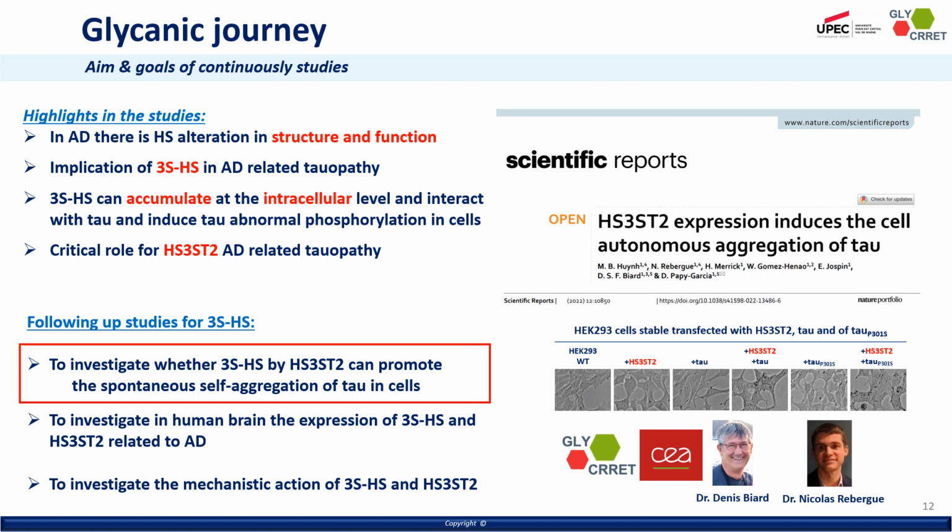Here we were able to construct and stably transfect HEK cells with the enzyme and tau or mutated tau, or the combination of the enzyme and both the taus. This work could be realized with the help of Dr. Denis Bier from the CIEA, and also Dr. Nicolas Reberg, who recently received his PhD. So in this particular order, I'm also going to present you the results. So we have here wild-type HEK cells, followed by transfection with the enzyme, or with the tau, or the combination enzyme and tau, and then we have cell lines that were transfected with the mutated tau, and cell lines transfected with the mutated tau and the enzyme as control.